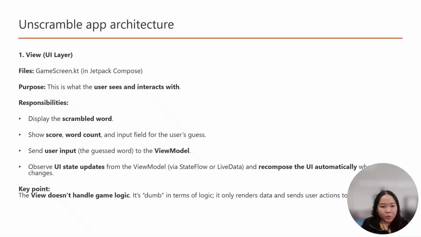We're going to go to the View UI layer first. The file GameScreen.kt, in Jetpack Compose. This is what the user sees and interacts with. Its responsibility is to display the scrambled word, show the score, word count, and an input field for the user's guess. It sends the user input, the guessed word, to the ViewModel. It observes UI state updates from the ViewModel via StateFlow and recomposes the UI automatically.